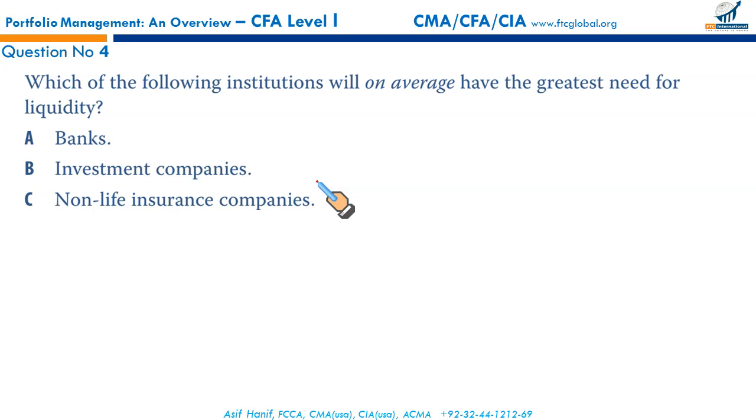B. Next. Which of the following institutions will on average have the greatest need for liquidity? Banks, investment companies, non-life insurance companies. Interestingly, they all need liquidity. Banks need liquidity, investment companies need liquidity, non-life insurance companies need liquidity. But on comparison of these three, banks need to be relatively more liquid than others, right? They need to pay the account holders when they claim on their demand deposits. So that makes A the correct option.